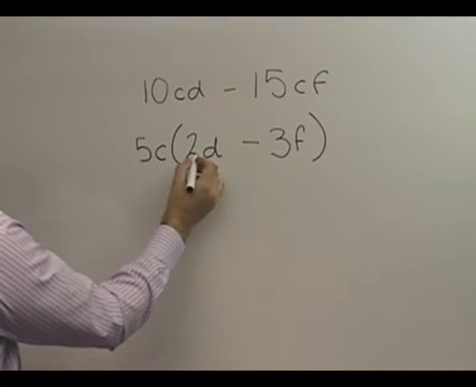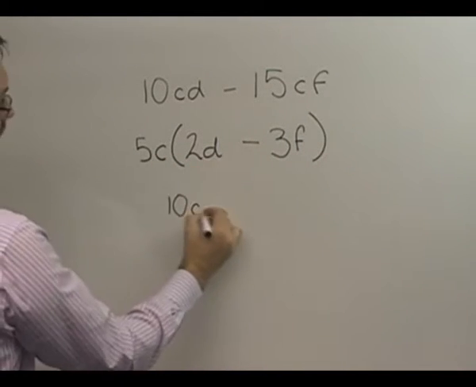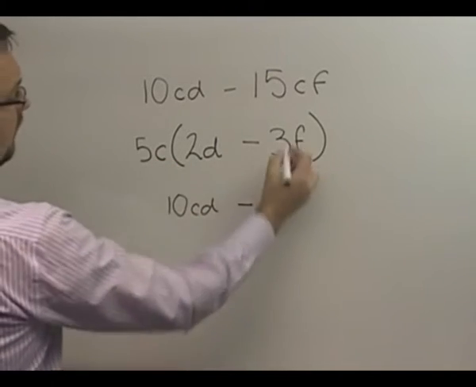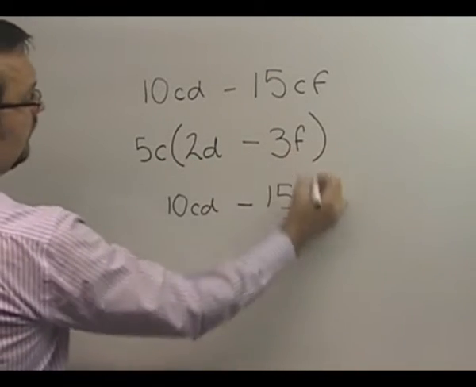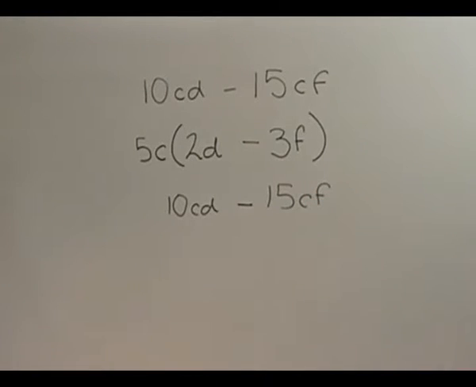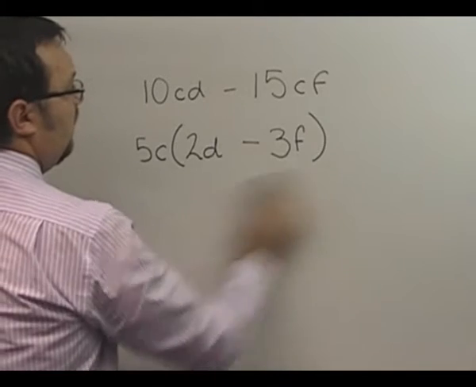So I've got 5 times 2 is 10. C times D is CD. Take away 5 times 3 is 15, times C times F. And you can see that's the same as the original question. So the answer is correct.